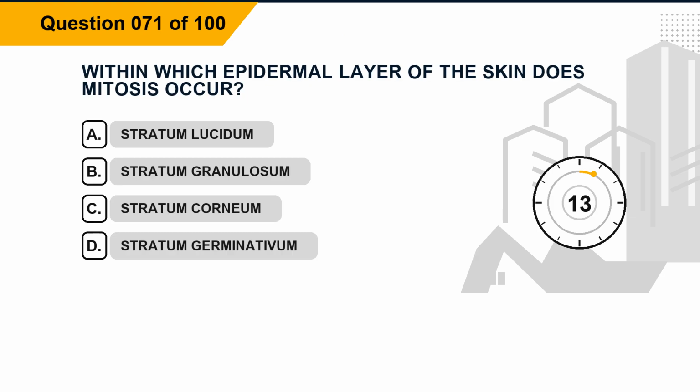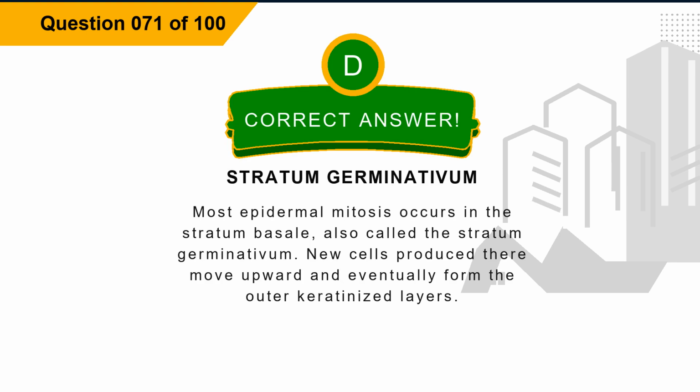Question 71. Within which epidermal layer of the skin does mitosis occur? Option A, stratum lucidum. Option B, stratum granulosum. Option C, stratum corneum. Option D, stratum germinativum. The correct answer is option D, stratum germinativum. Explanation. Most epidermal mitosis occurs in the stratum basale, also called the stratum germinativum. New cells produced there move upward and eventually form the outer keratinized layers.